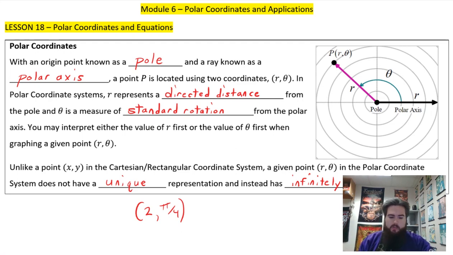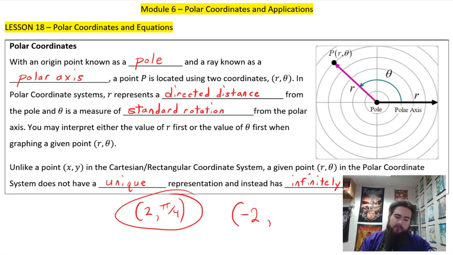So, for example, if I wanted to end up at the same place as (2, pi over 4), what I could do is consider instead having a negative radius, so walking backwards 2. But if I want to walk backwards 2 and end up at the same place, in this case (2, pi over 4) would put me in quadrant 1 of the standard unit circle. If I want to end up at the same place, then I'm going to need to face in a different direction or have a different angle measure.